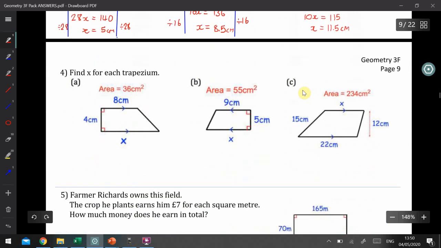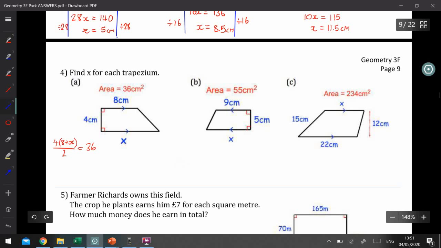Okay, on number 4, it's very similar. Let's just do exactly the same. So what we do here normally is add together these things. Now I don't know what that is, so all I can say is that it is 8 plus x. We would then times that by 4, so I'm just going to put the 4 outside that bracket, divide by 2, and that would be equal to 36, which is the area given to us.